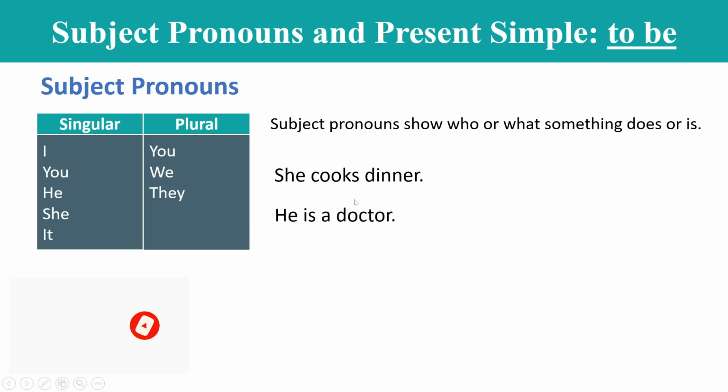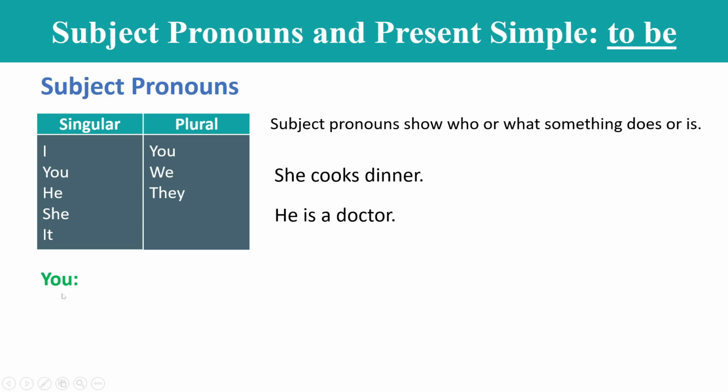The next example, he is a doctor. In this sentence, he is the subject pronoun, which refers to the person who is a doctor. Let me explain a little bit more about you, it, and they. You can be both singular and plural, meaning it can refer to one person or to more than one person.